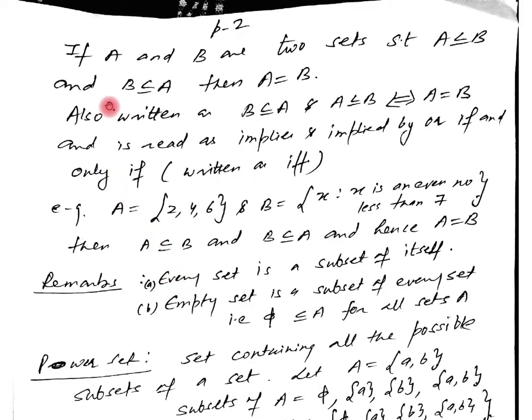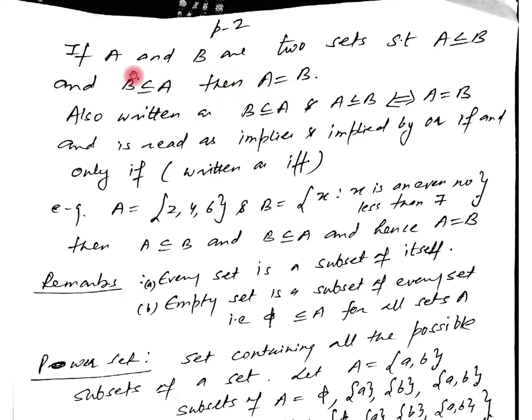Now, if A and B are two sets such that A is a subset of B and B is a subset of A, it means every element of A is in B and every element of B is in A, then A equals B. Naturally, it is only possible when every element of A is in B and every element of B is in A, then the sets are said to be equal. This is another definition of equal sets.